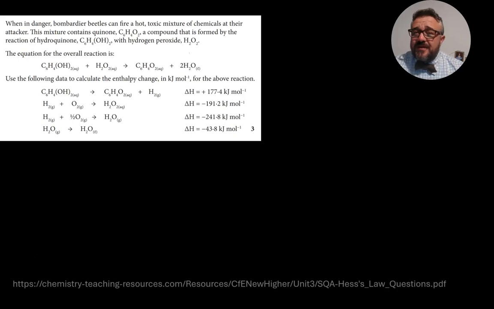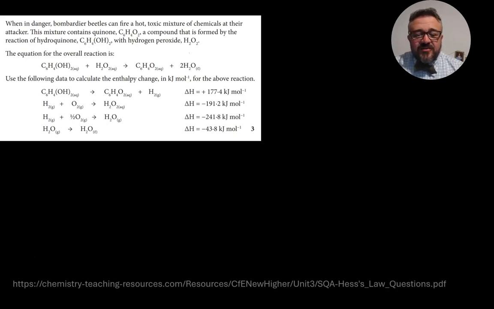When in danger, bombardier beetles fire a hot toxic mixture of chemicals at their attacker. Kind of cool. Not kind of, that is cool. The mixture contains quinone, a really important thing for the British Empire and how they took over the world. A compound, C6H4O2. This is a compound that is formed by the reaction of hydroquinone, C6H4 with two hydroxides, with hydrogen peroxide.